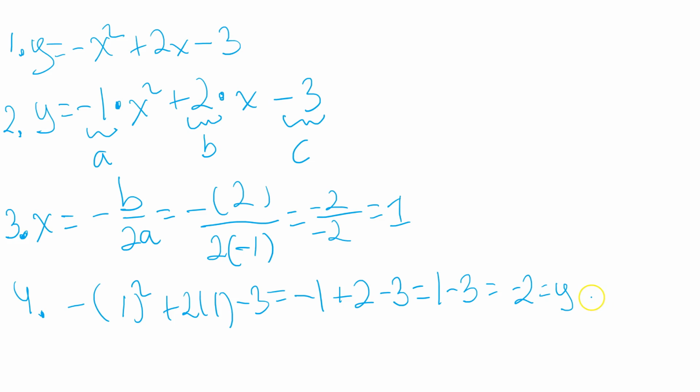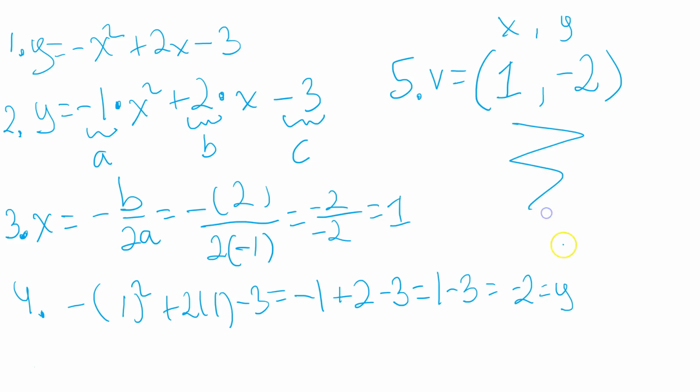Once you have that identified, say at step number 5 up here, you can identify the whole vertex as follows. You can write V equals, and it's a point. You need an x-coordinate and a y-coordinate. So the x-coordinate of the vertex is 1, and the y-coordinate is negative 2. And that solves the problem.